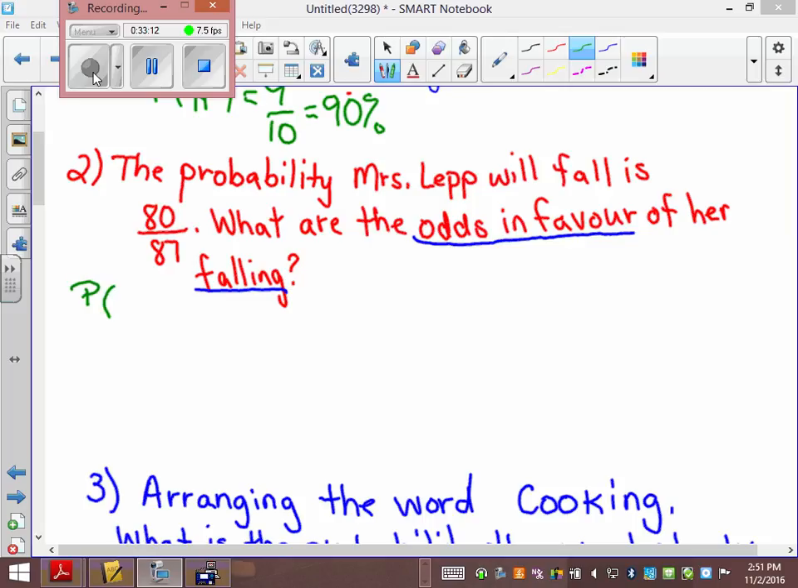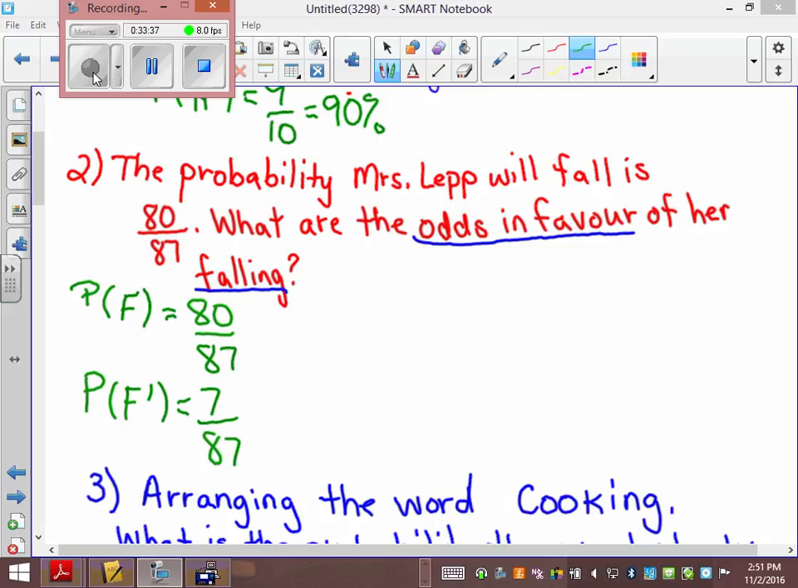The probability that Mrs. Lepp will fall. Yeah. 80 out of 87. The probability that I will not fall is what? 7 out of 87. Now, shh. When you're going from probability to odds, it's always good to get the probability in favor and not in favor, because then odds is really easy to do.